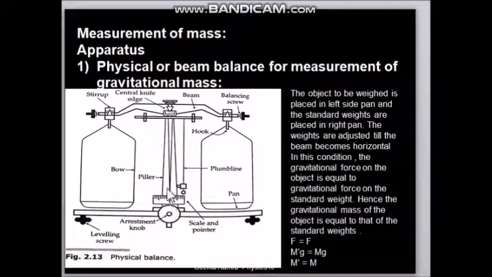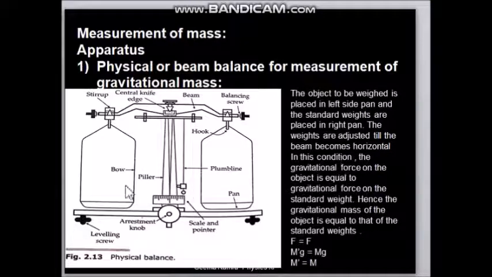So what is the physical balance task? Physical balance purpose is to measure any unknown object's mass. That means the object is given to us and its mass we have to measure. So the procedure is the object to be weighed is placed in the left side pan and the standard weights are placed in the right pan. And these weights are adjusted till the beam becomes horizontal.